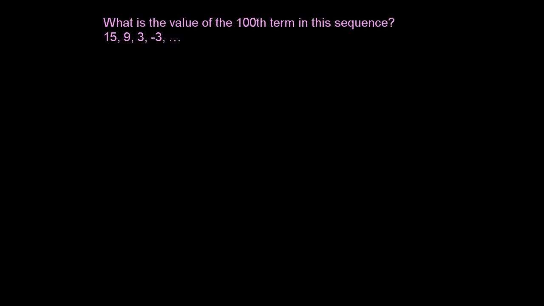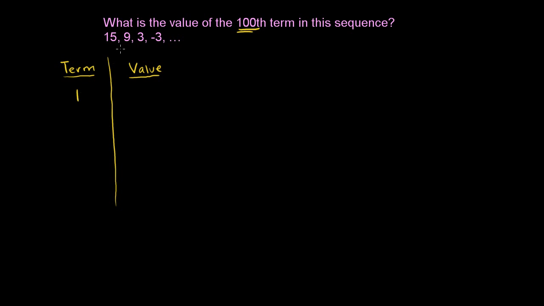We are asked, what is the value of the 100th term in this sequence? The first term is 15, then 9, then 3, then -3. So let's write it like this in a table, just so we have things straight: we have the term, and then we have the value of the term.